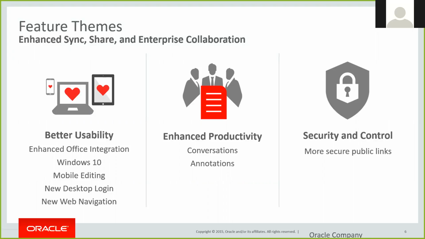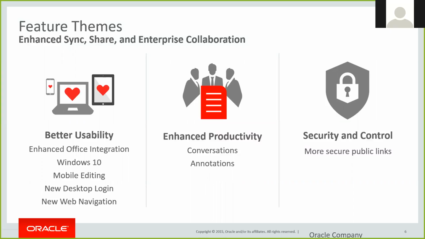We have also new features added in the web application navigation menu. The navigation menu was changed a bit in the Documents Cloud Service web application. Also, new features were added to the desktop synchronization tool. For productivity, Oracle Social Network conversations can now be added to the shared documents and files, and we have the possibility to annotate documents and link those annotations to the conversations.